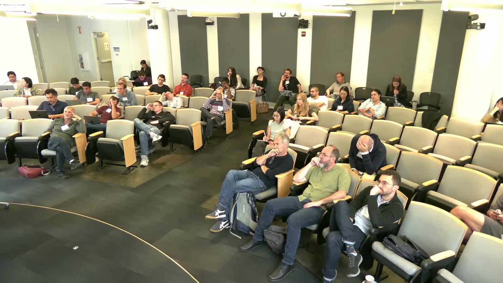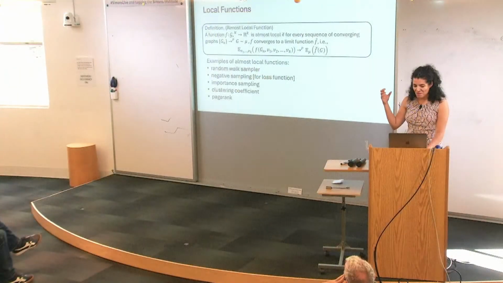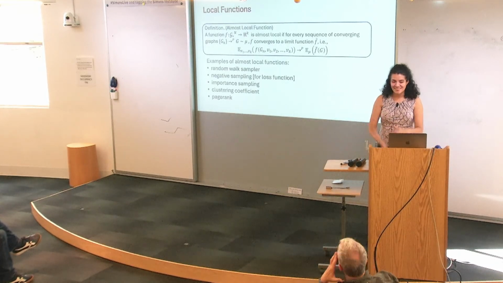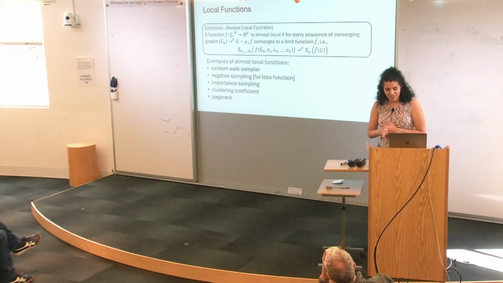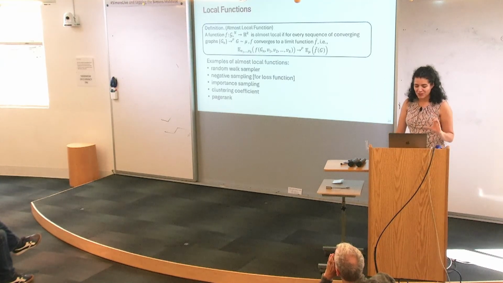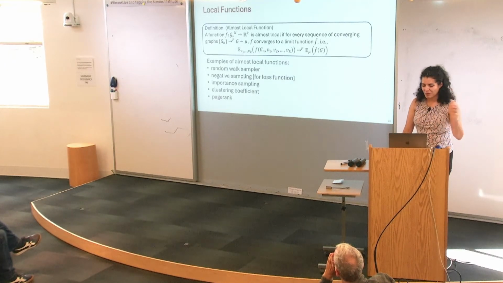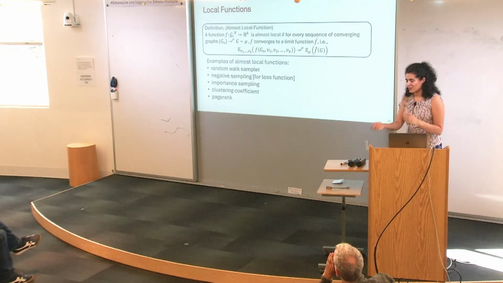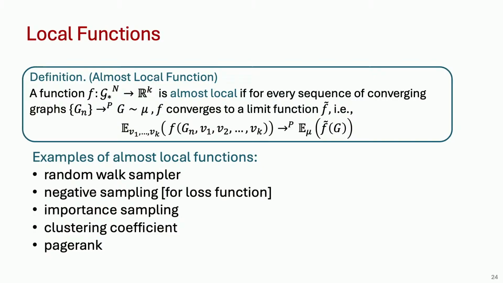And there is a whole literature on, for example, proving PageRank is a local function or the clustering coefficient is a local function. And in our paper, we show that negative sampling and importance sampling, when we have the Laplacian as the scores, are also local functions.